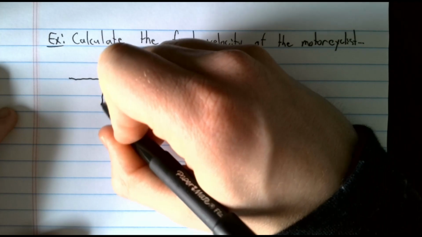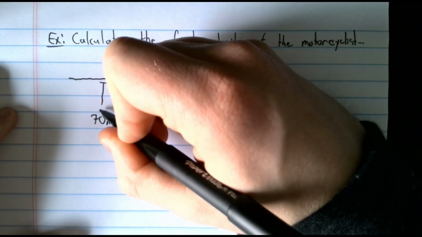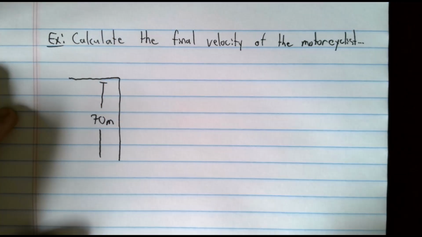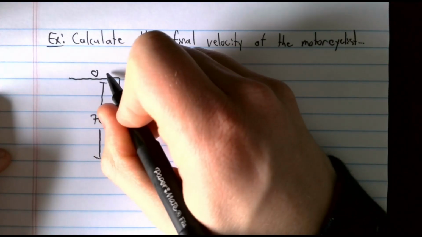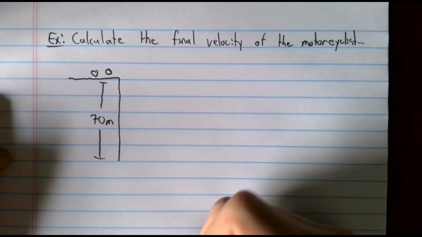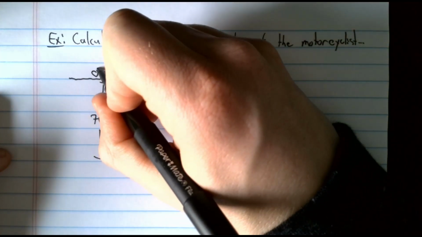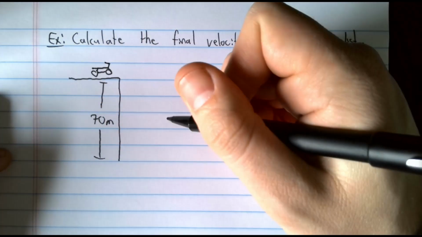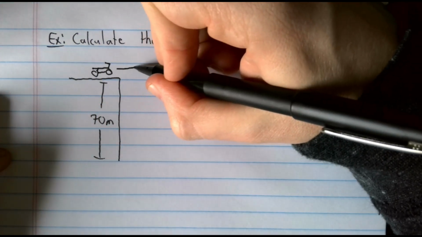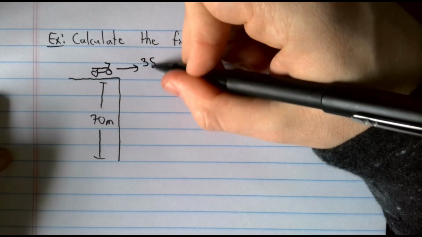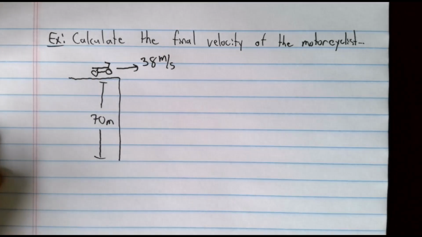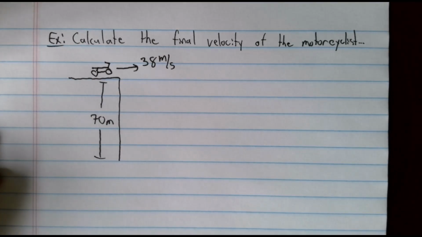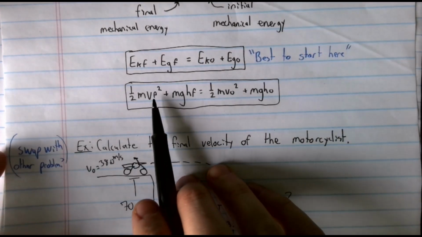From the top of a 70-meter cliff, they're going to go flying off horizontally at a speed of 38 meters per second. You know, drawing is not my strong suit. That looks like a bike, kinda. Gonna leave the top of the cliff at 38 meters per second. It doesn't matter what angle they're going at, because the equation has nothing to do with the angle.